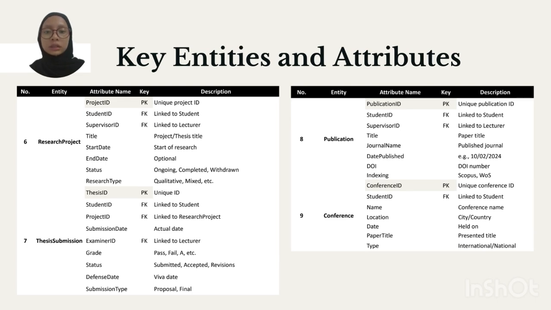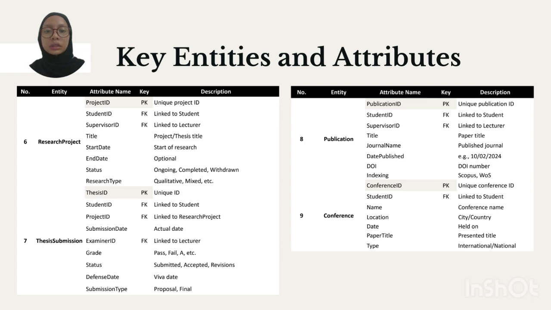Following that, the thesis submission entity tracks the submission and evaluation process. Thesis ID is the primary key, while student ID and project ID link the thesis to the student and the original research project. Submission date, defense date, and submission type help log the progression from proposal to final defense. The examiner ID points to the lecturer evaluating the work, and the grade and status fields document the outcome and review stage.